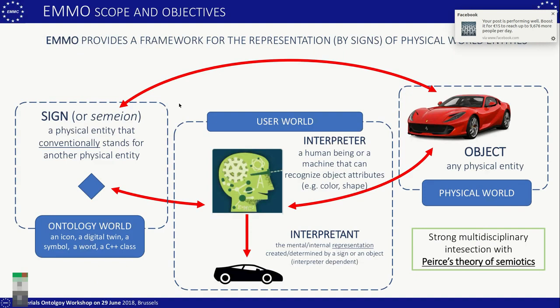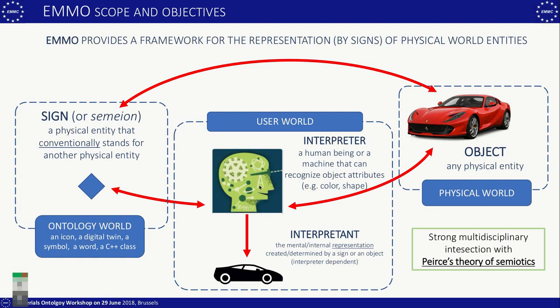So, what is the place of the EMMO within the real world and the user? Here you can find a diagram in which I'm trying to show you the place of the ontology. We start with a physical entity in which we are interested, as I told you, a material, a device, a process. This is the physical world, the object.